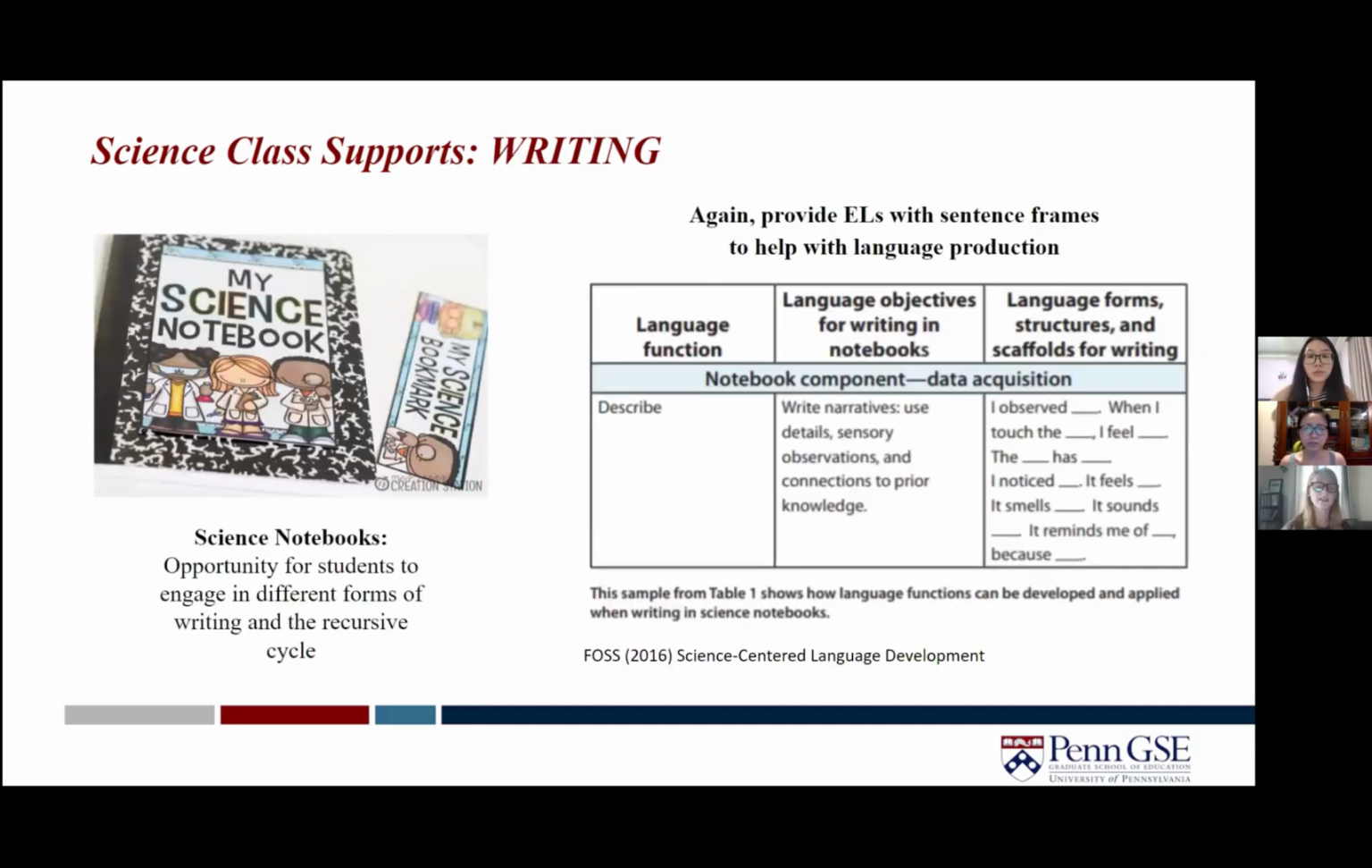In writing, an idea mentioned by Foss is having science notebooks so students have the opportunities to engage in different forms of writing and use the recursive cycle. Again, a support you can offer is adding sentence frames for these students for language production in writing. For example, if you're looking for descriptive writing and you want to use these narratives, here are some language forms and structures that you can offer to ELs in their writing.